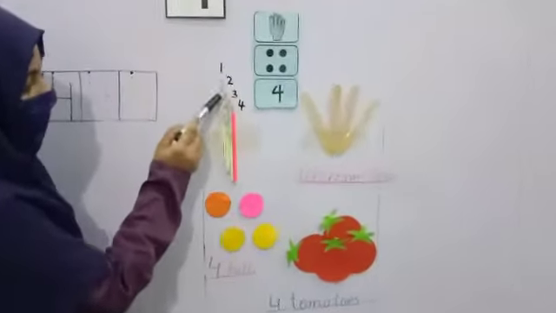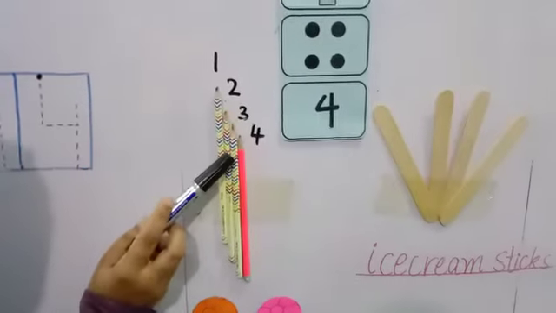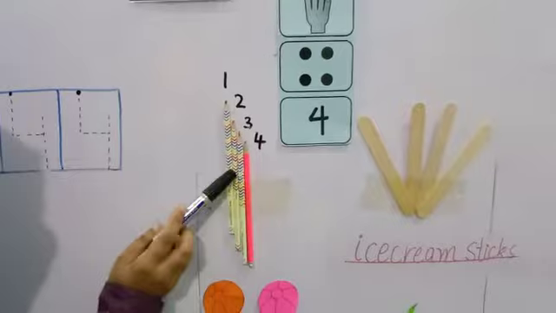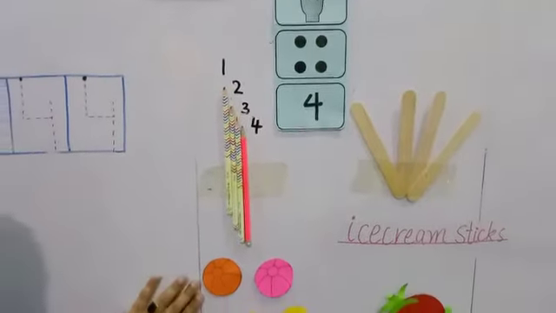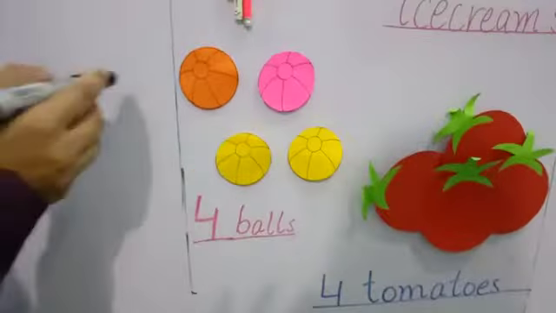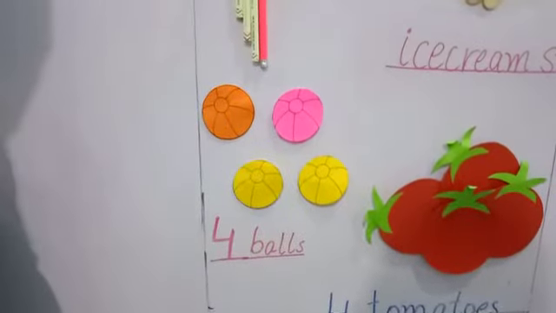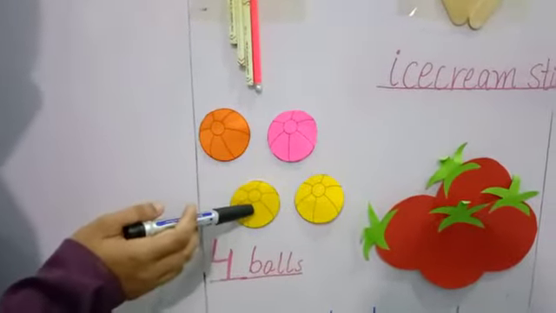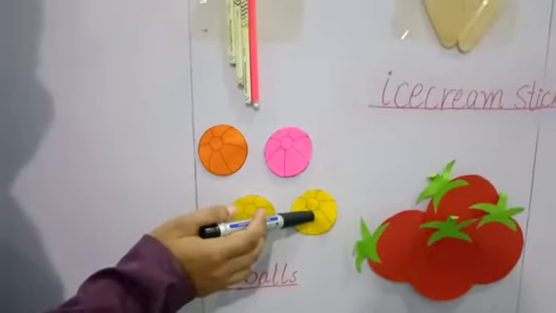Okay, look here. How many pencils are these? 1, 2, 3, 4. 4 pencils. How many pencils? 4 pencils. Look here, what is this? These are balls. How many balls? 1, 2, 3, 4. 4 balls.